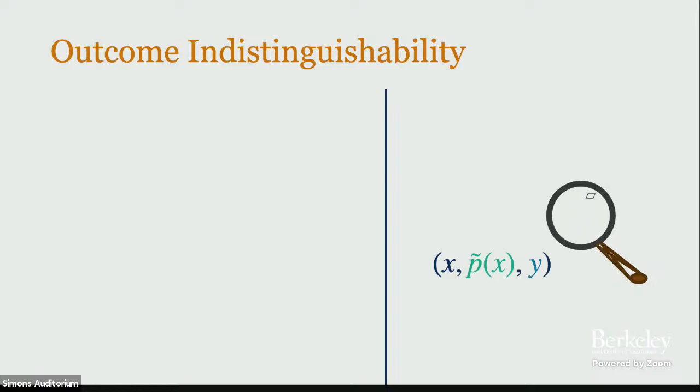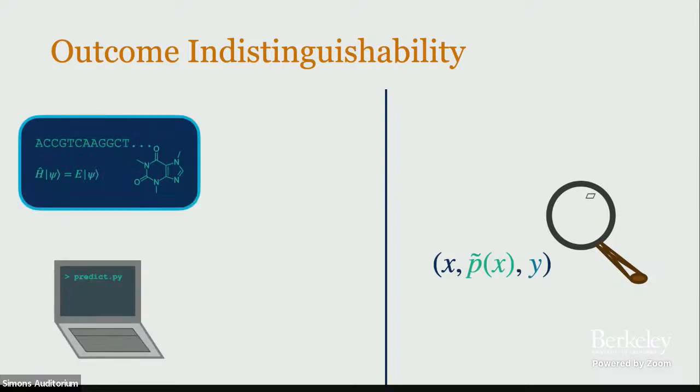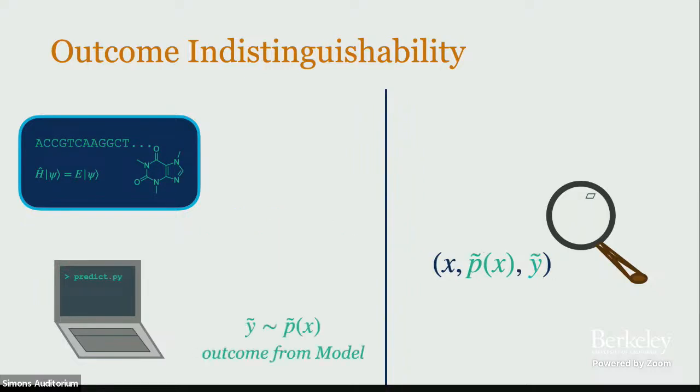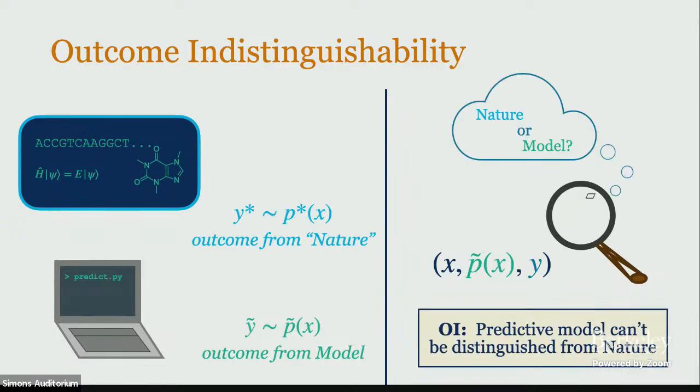In this game, I'm going to present to you a triple: an X, P tilde of X, and a Y. An individual, a prediction, and an outcome Y. In addition, I'm going to promise you that the outcome is sampled from one of two worlds. In the first world, we sample our outcome according to nature. I'll denote this as Y star being sampled from P star of X, the true outcome distribution conditioned on X. In the second world, I sample the outcome according to my predictive model, according to the probability that I've already presented to you. Now comes your job: your job is to guess which world we're in, whether the outcomes were sampled according to nature or according to the model of nature.